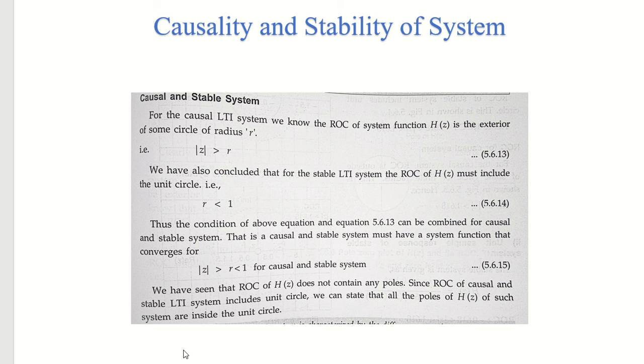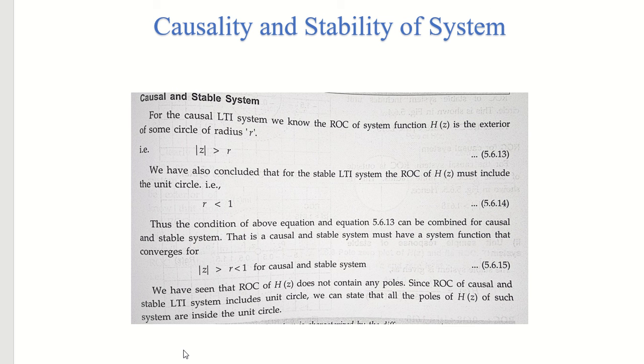So both of these conditions, what do they indicate? That indicates that the value of my Z transform should be greater than r, but this r should be less than or equal to 1. So a causal and stable system must have a system function which converges for |z| greater than r, with r less than 1, for my system to be causal and stable, both at the same time.